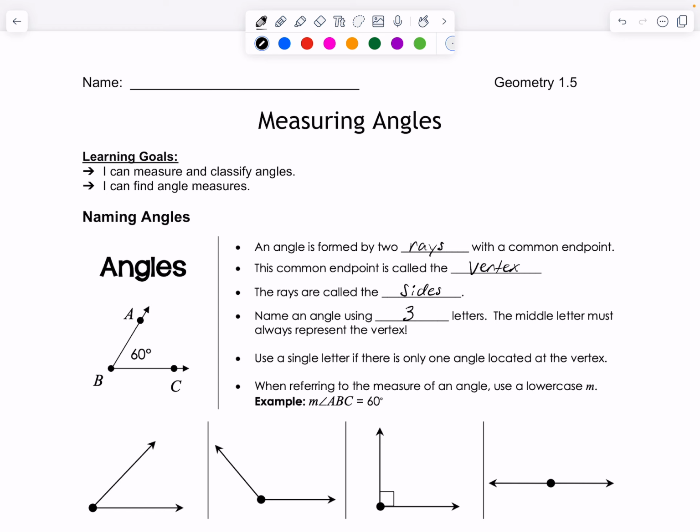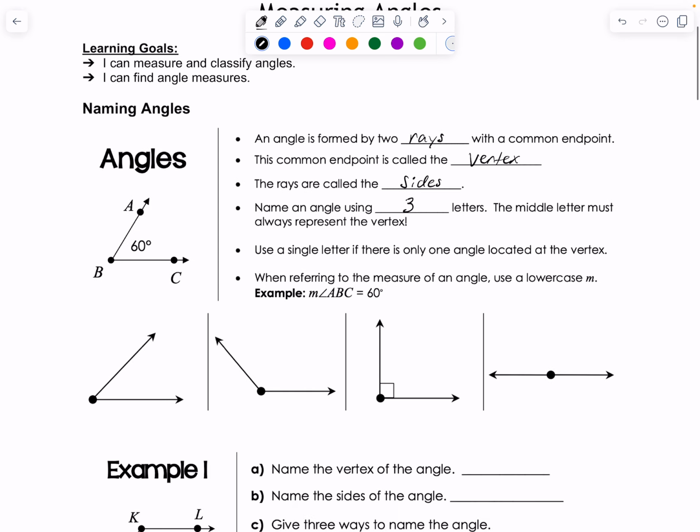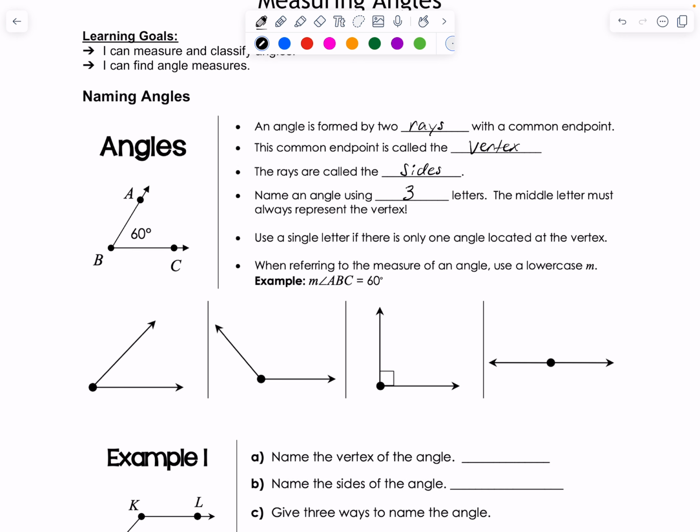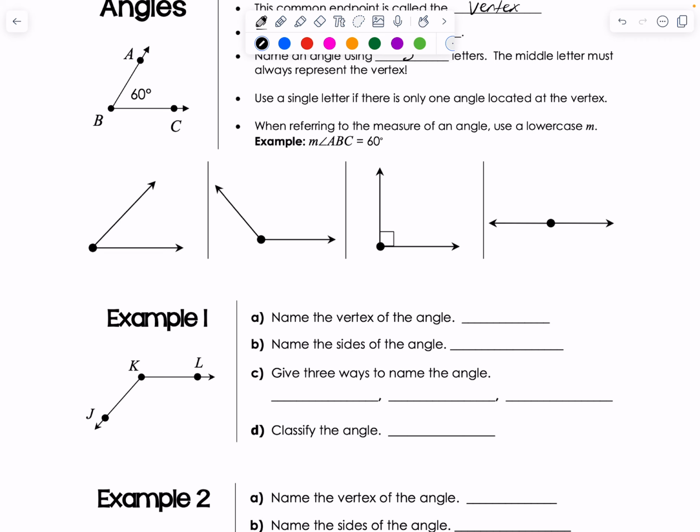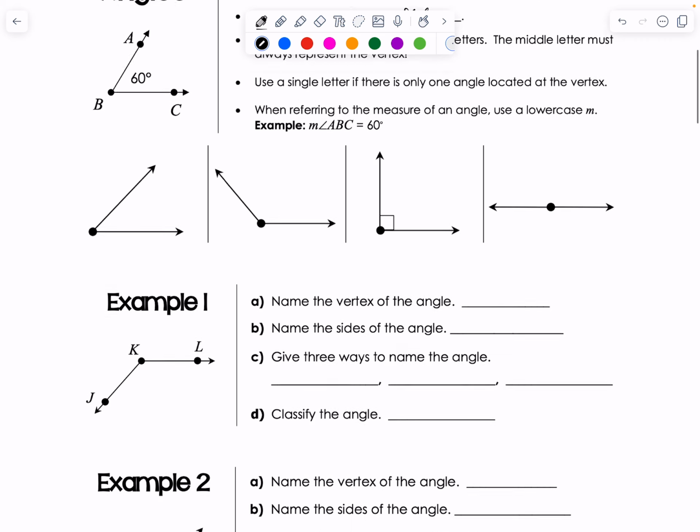Keep in mind that whichever letter is in the middle will always represent the vertex. So like this angle to the left, you can name it as angle ABC or CBA. It doesn't matter as long as that B is in the middle. Okay? We've got some different angles that I think some of you might remember from middle school.